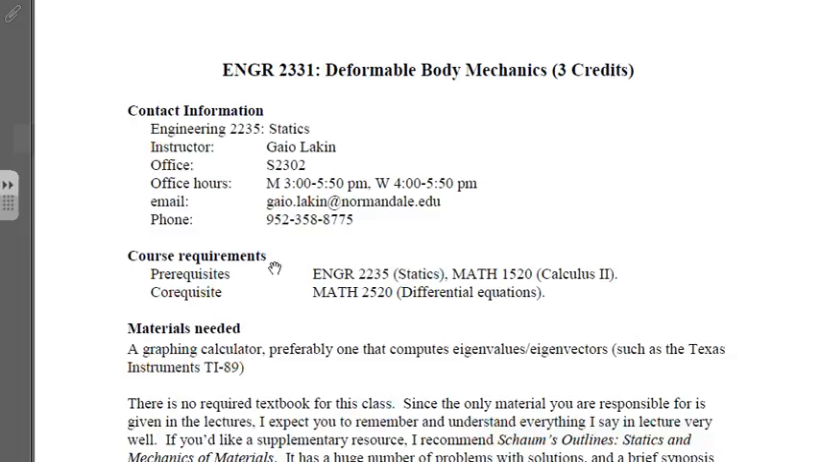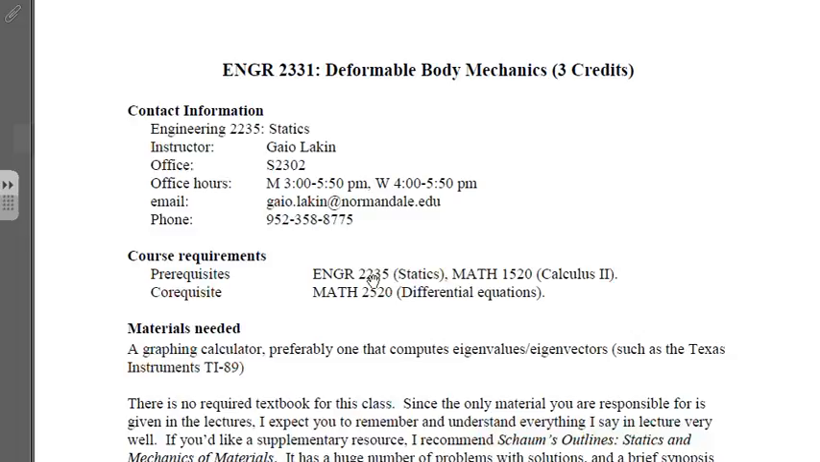The prerequisites for this class are statics, and then Calc 2. There's not going to be a ton of calculus in this class. There is going to be a little, but statics is a pretty important prerequisite for this class.